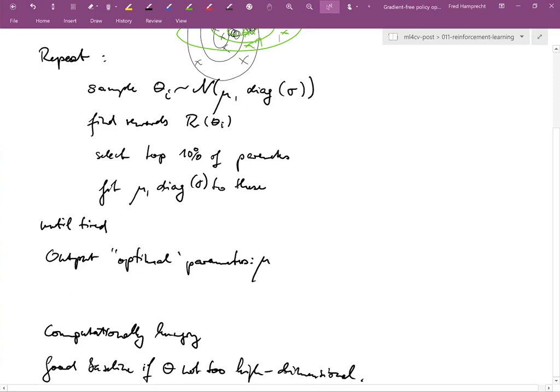Okay, and when your parameter spaces are too high dimensional, then we need to do better than this, which we'll discuss after the break. But before, do you have any questions?